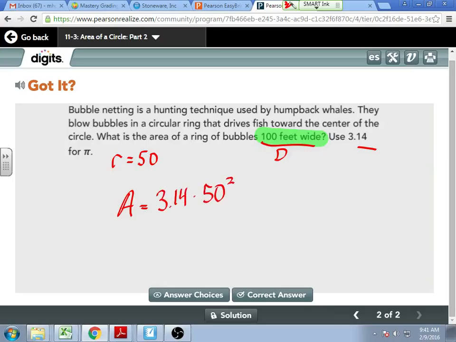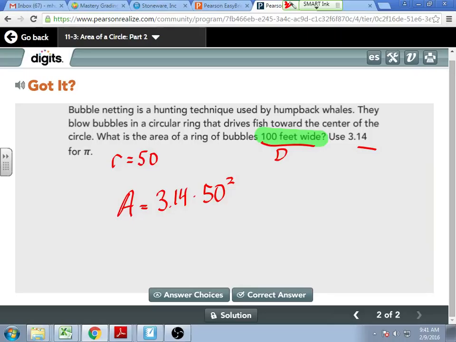Here's a trick for squaring numbers that end in zeros. What's 5 squared? 25. Remember, we're multiplying by itself, not adding by itself. And then double your zeros. So this is actually 2,500. 50 times 50 will give you 2,500, 50 50s. So this is really 2,500 times 3.14.